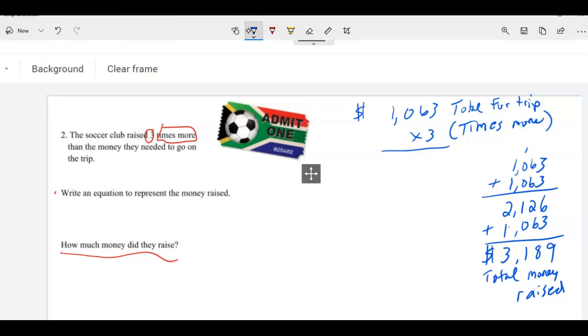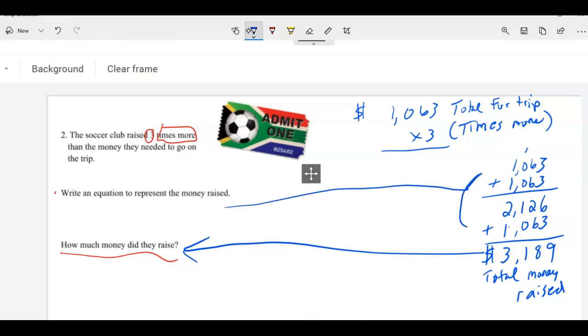Okay, so how much money did they raise? That gives us our answer right here. And for an equation, we could use the repeated addition with all these right here, or the multiplication problem. Okay, so that gives us our answer for that one.